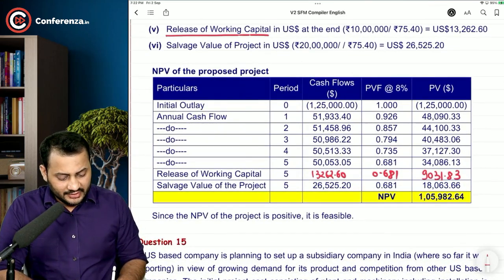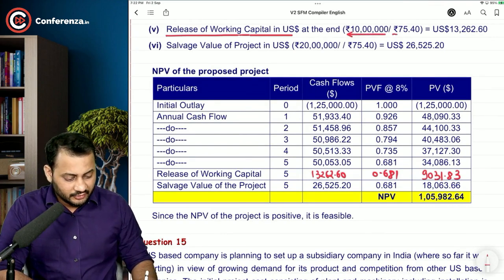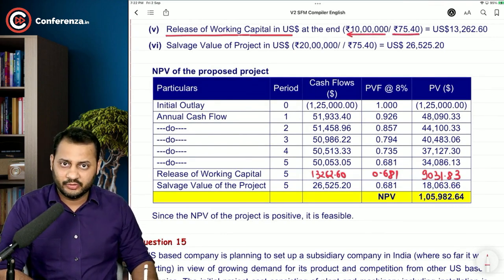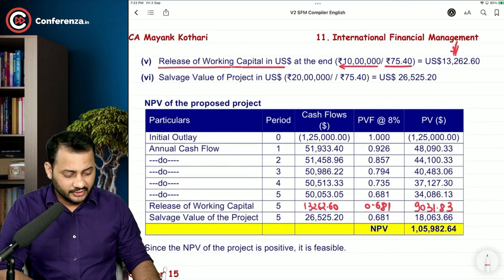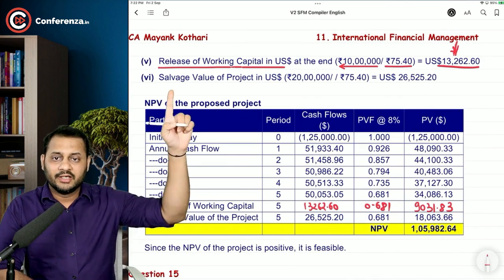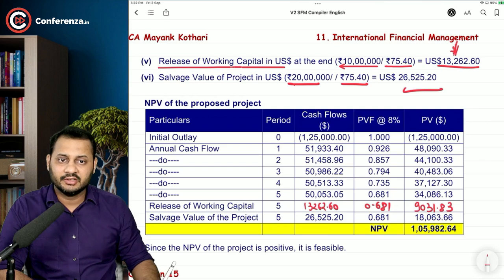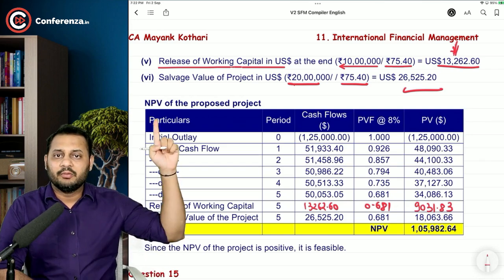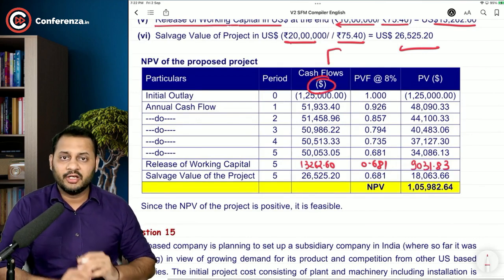At the end, you will release the working capital. So 10 lakh rupees you will receive, and the 5th year exchange rate is 75.40. So the dollar value of the working capital released will be this much, 13,262, and you will get the salvage value of the project, that's 20 lakh at this exchange rate. Amount is this much. And now NPV of the project, initial outflow, everything will be written now in dollars.